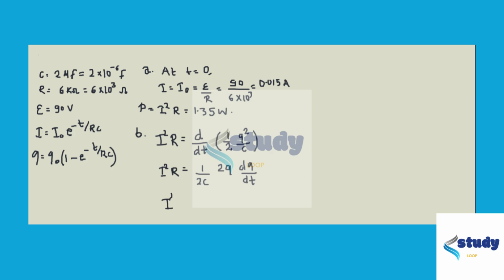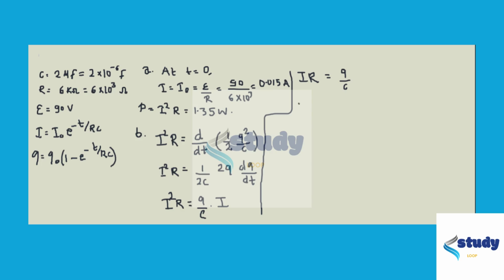Now on the left hand side we have I squared R, and on the right hand side, let me write that here, I squared R equals q by C times dq by dt. Now dq by dt, the rate of change of charge, is what? Current. So I. Now I can cancel out I on both sides. So this gives me IR equals q by C, right? Now what can we do? What we can do now is just plug in the values of I here.